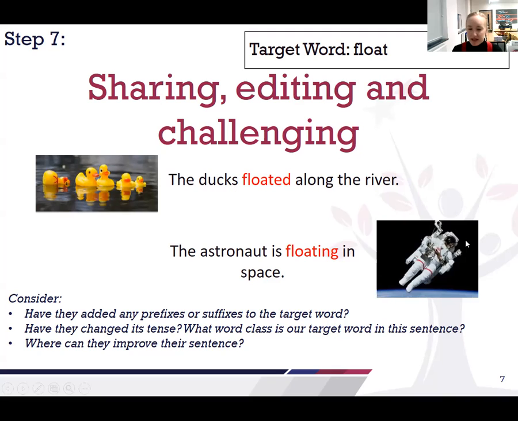And then at the bottom here, I've got an astronaut, and I chose that picture, and I've said that the astronaut is floating in space. So yet again, I've got the root word float. I've added the suffix ing onto it, and it means that it is happening, okay? It's happening in the present tense, so it is floating in space.